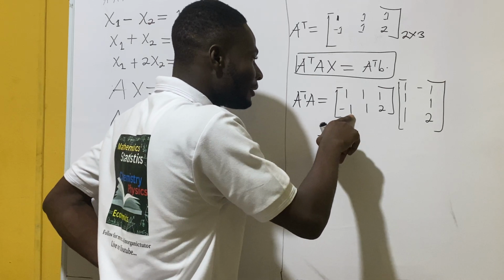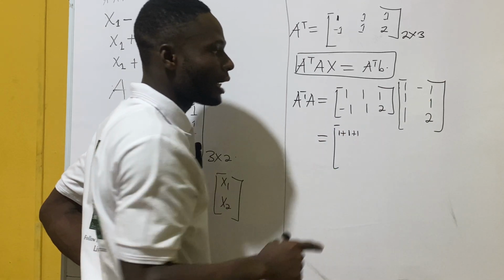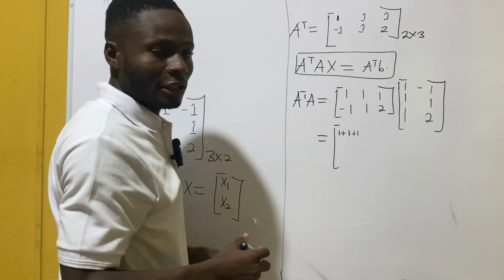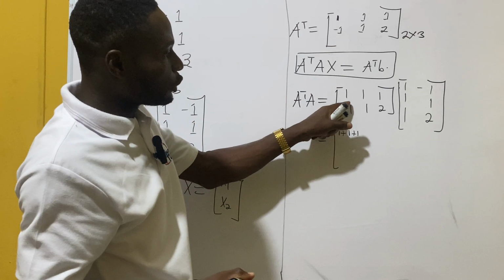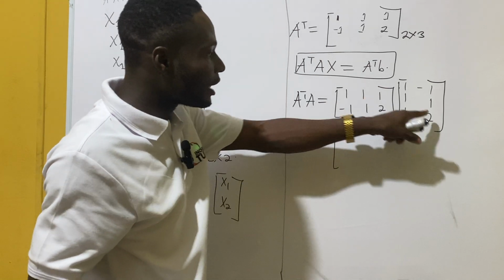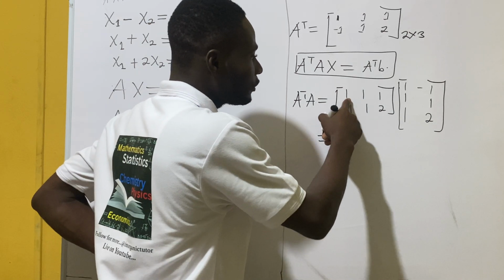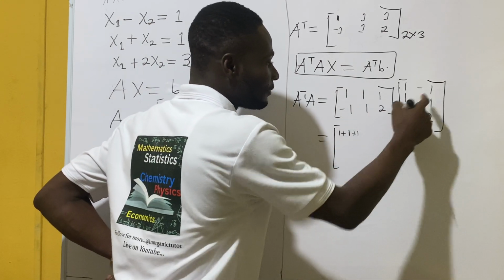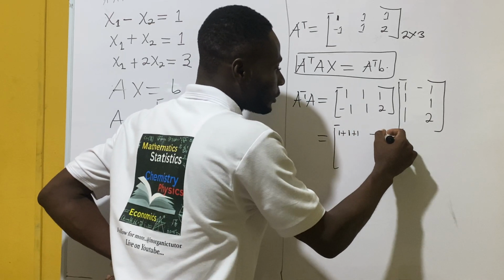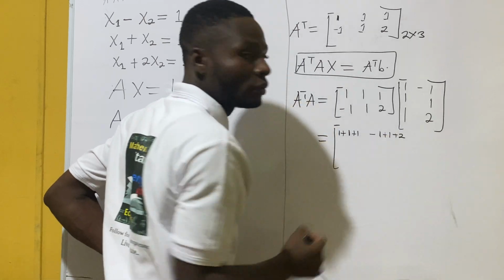Then we come to the second row. We are done with the first row taking the first column. The first row again will take the second column. So we have 1 times -1, that is -1. 1 times 1, that is +1. 1 times 2, that is +2, right?